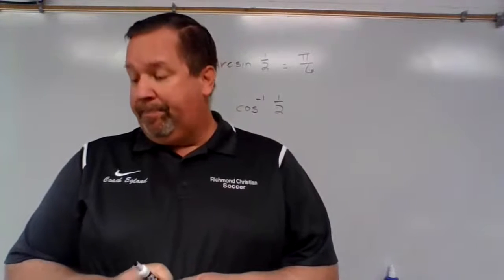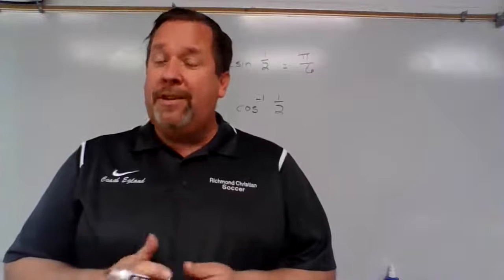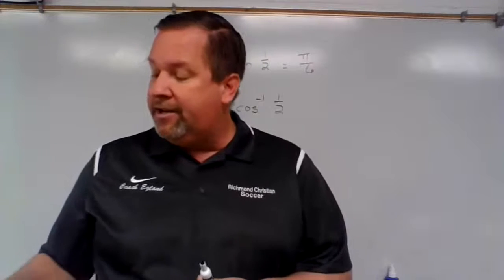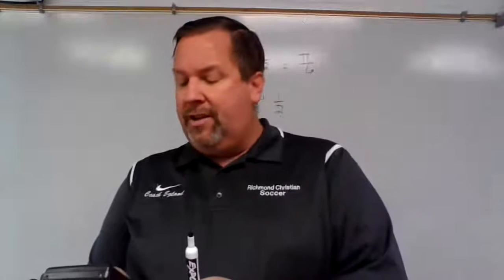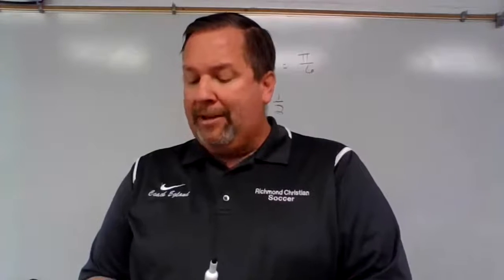And again, you could punch some of this stuff into your calculator. When you have sine, cosine, and tangent buttons, right above them, when you hit the second button, you see sine to the -1. That means arc sine. Cosine to the -1, arc cosine. Tangent to the -1, that's arc tangent.